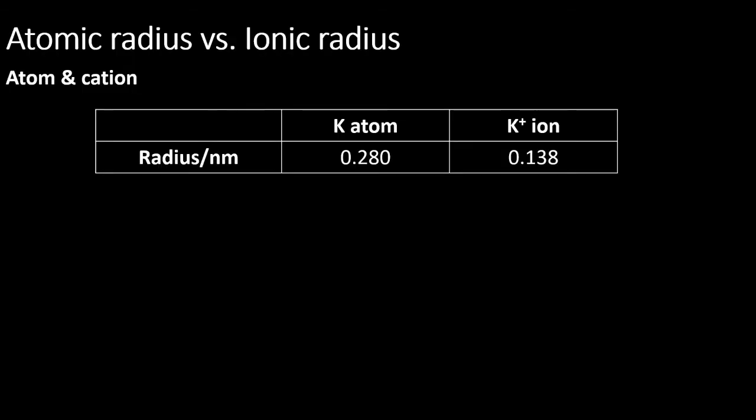Now we move on to look at atomic radius versus ionic radius of an element. For example, potassium and potassium ion. It can be seen that potassium ion has relatively smaller size than the potassium atom. Why?